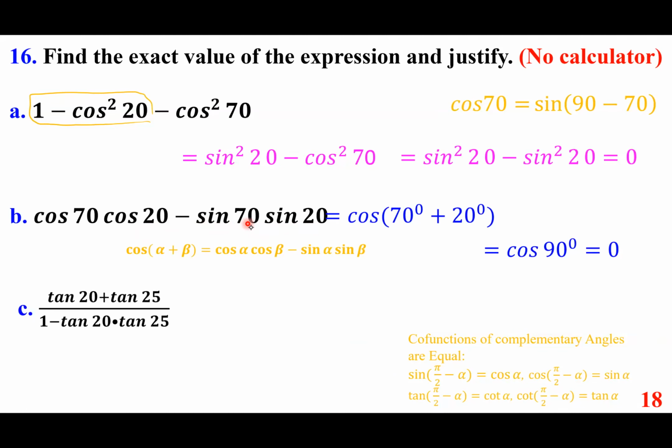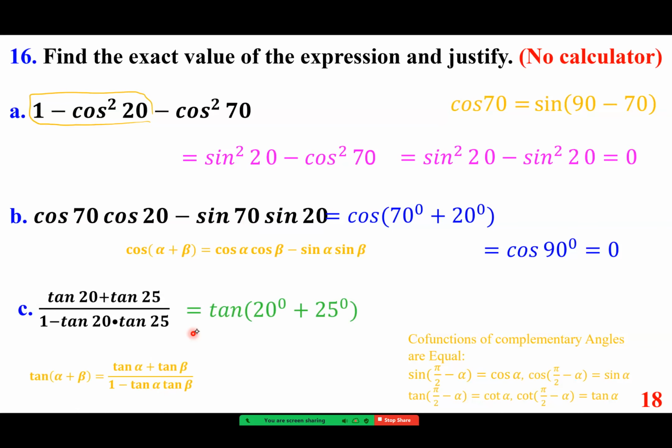Tan of 20 plus tan of 25 over 1 minus tan of 20 times tan of 25. That sounds like tan of alpha plus beta, which is tan alpha plus tan beta over 1 minus tan alpha tan beta. It's just like that. So it makes tan of 20 plus 25, which is tan of 45 degrees. And tan of 45 degrees is 1.